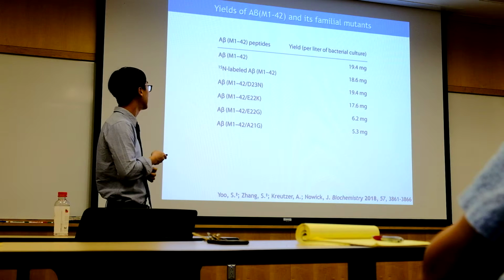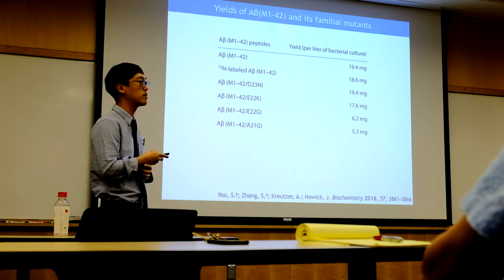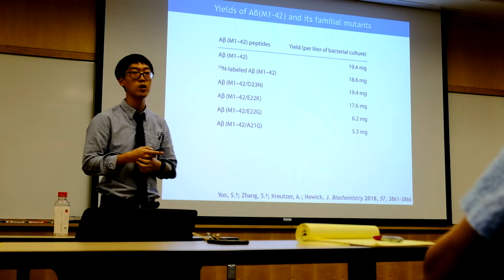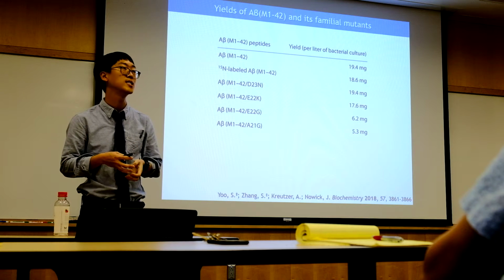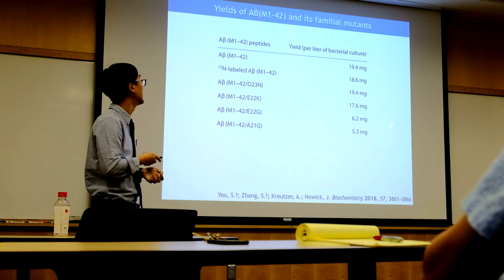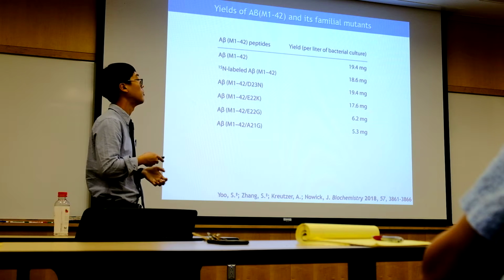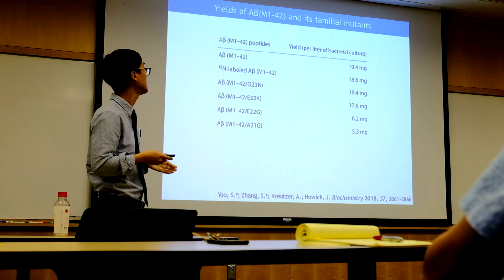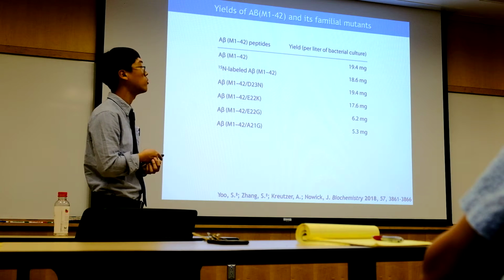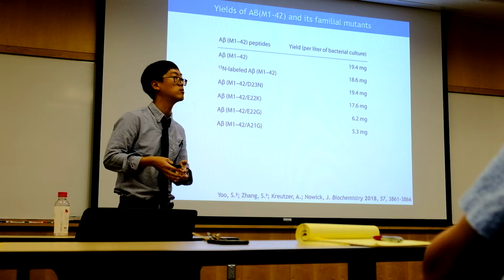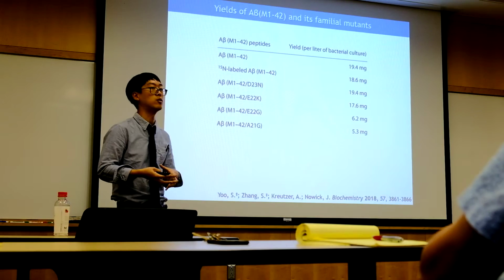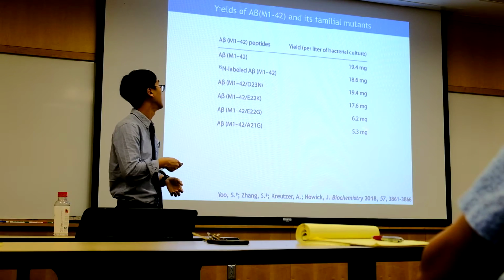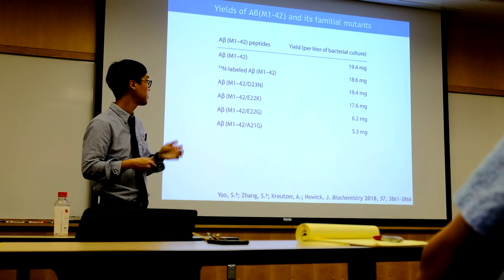And I was able to express some other familial mutants of A-beta, which are associated with early onset Alzheimer's disease. And yeah, I was able to get about 18 to 19 milligrams, except for these two, which were especially difficult to produce because they were especially aggregation prone. So I was still able to get 5 to 6 milligrams.